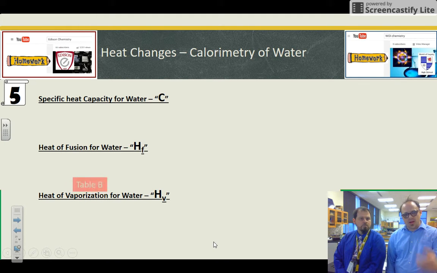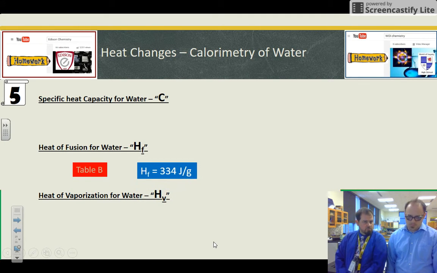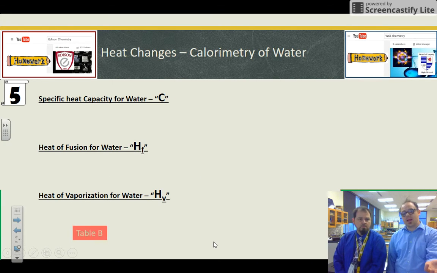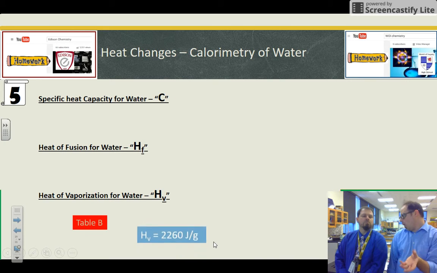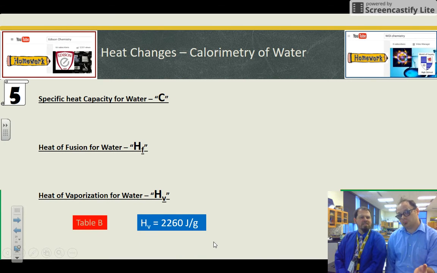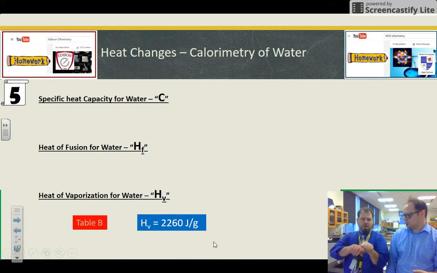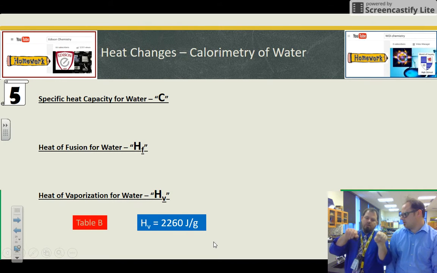Let's show that next one, too. H sub F has a value which is not nearly as high as H sub V, which means it takes less energy to melt water than it does to boil it. That makes sense because the molecules are much closer when they go from solid to liquid versus liquid to gas, when they're much farther apart. It takes a lot of energy to boil water.